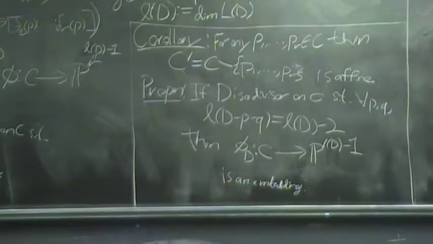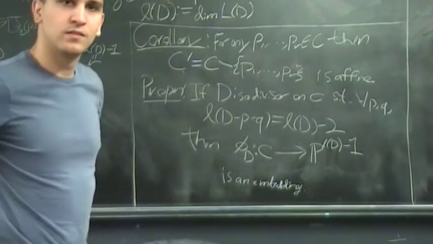How will taking 2 points out affect the genus of a curve?